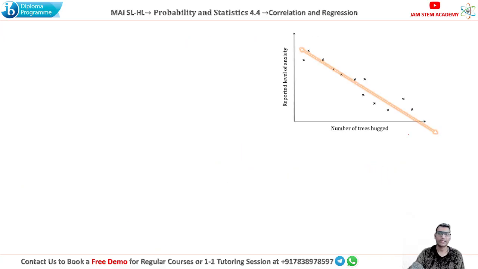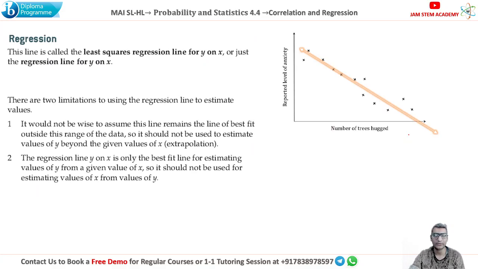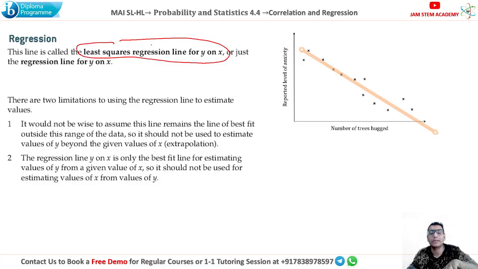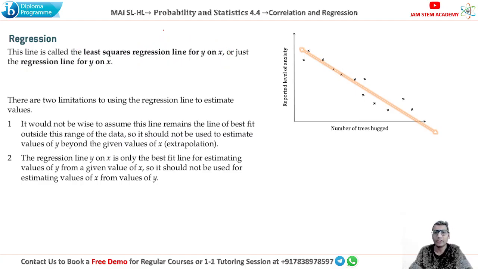Okay. Next question. So now we know how to draw the scatter diagram and how to draw the line of best fit. This line of best fit is also called the least square regression line for y on x. This time we are doing it for y on x because our independent variable is x and the dependent variable is y. If we interchange these two, we can also find the least square regression line for x on y.